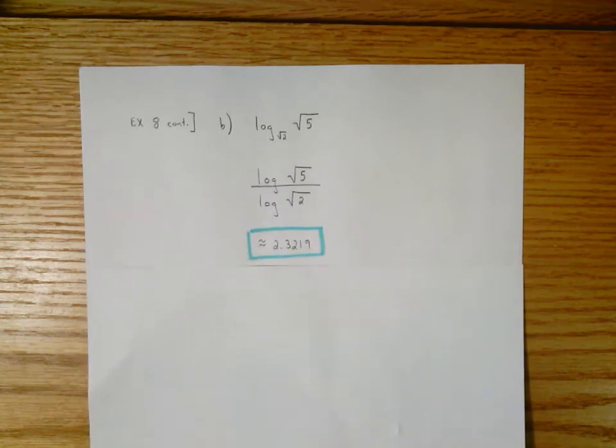All right. I chose to do common logarithms with my change of base formula. You could have chosen natural logarithms. Either way, we're going to get that this is approximately 2.3219.